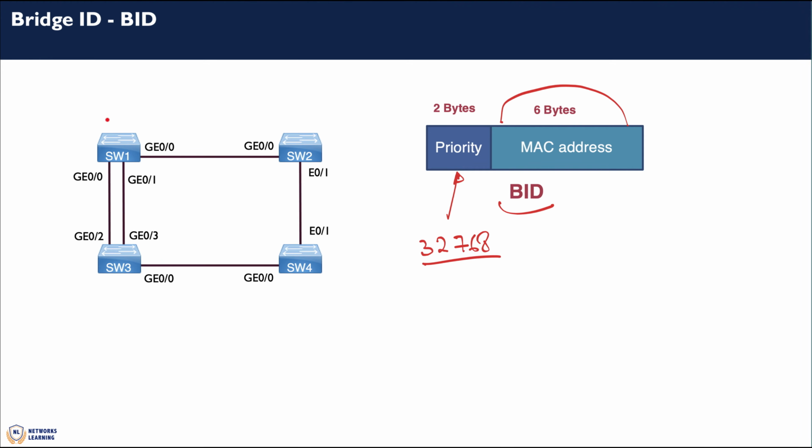So if you think about it, assume that all these switches, switch 1, 2, 3, have the same priority of 32768. The only criterion that will make a difference between these bridge IDs is the MAC address. And for the purpose of spanning tree, a lower MAC address or a lower bridge ID is best. So lower is better in this case. And this bridge ID will be one of the first steps to elect the root bridge. So this is a very important piece of information here.